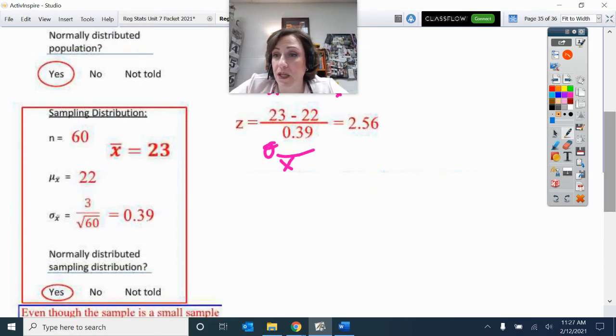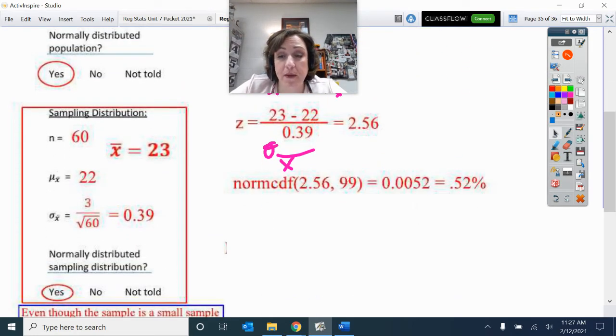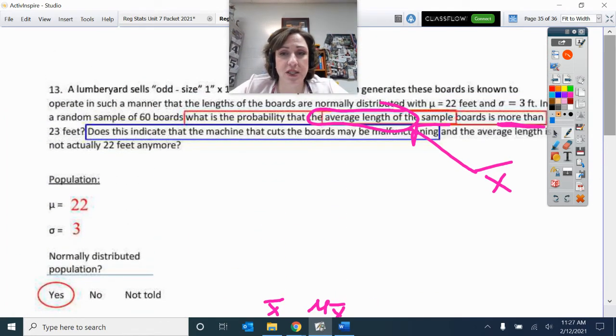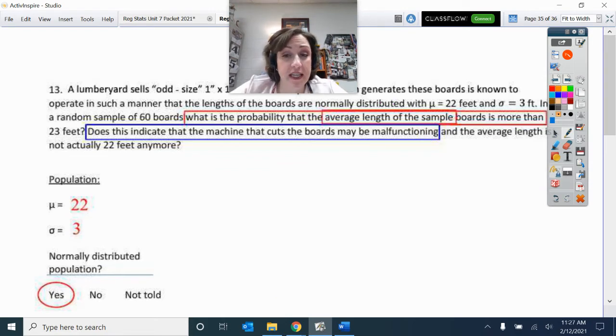Now, you may not have the calculator to be able to do that at home. And if you don't, that's fine. Just at least write in this right here so that I know what that will compute to be. But the question also asks what I have circled here in blue. The question also says, does this indicate that the machine that cuts the boards may be malfunctioning?